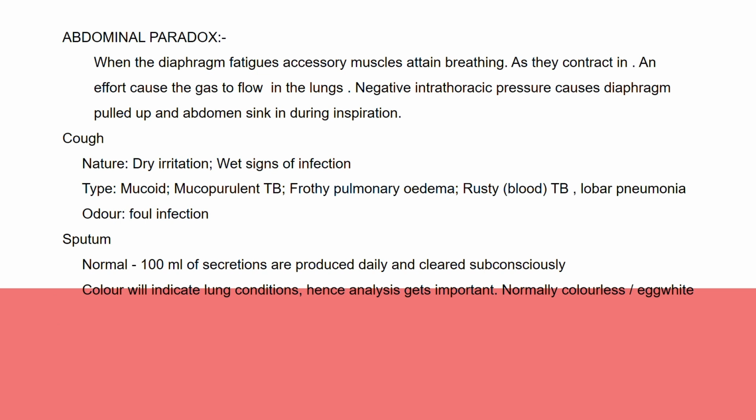We will go and check for the cough. Is it dry, frothy, having any foul smell, or is it wet? Now let's go for the sputum. Normally 100 ml is produced daily and it gets cleared subconsciously. Sputum colors will indicate any underlying lung condition, when normally it is colorless or egg white.